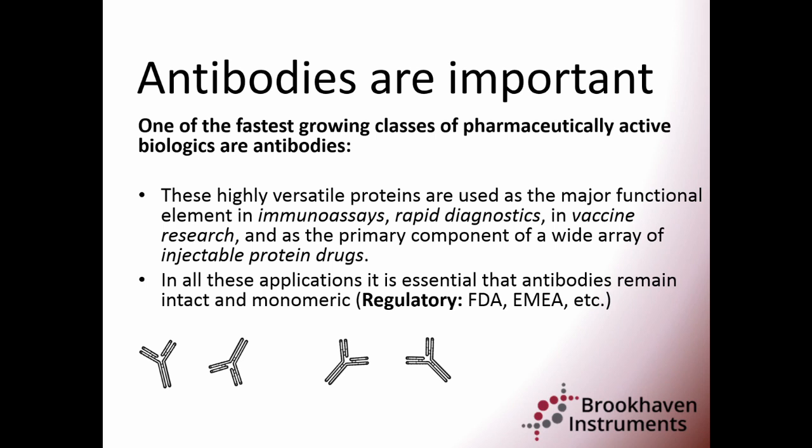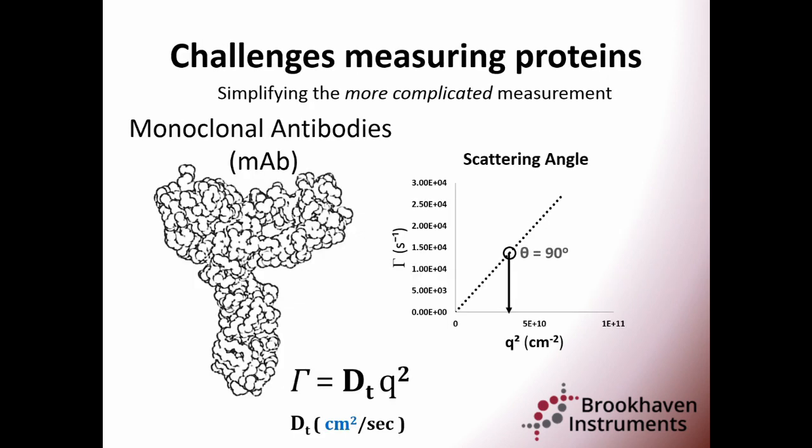Again, why is this important? Because they're used in immunoassays, rapid diagnostics, vaccines, and injectable protein drugs. So almost every major pharmaceutical company has some sort of mAb-based drug in their pipeline or already on market, and they're some of the single most profitable biological drugs on the market presently, and quality control failures are super expensive, and you're always going to be dealing with regulatory concerns. Now that I've reminded you why we care about mAbs.